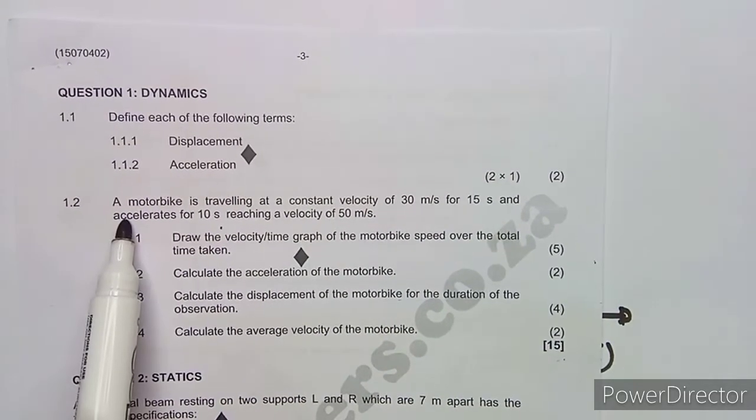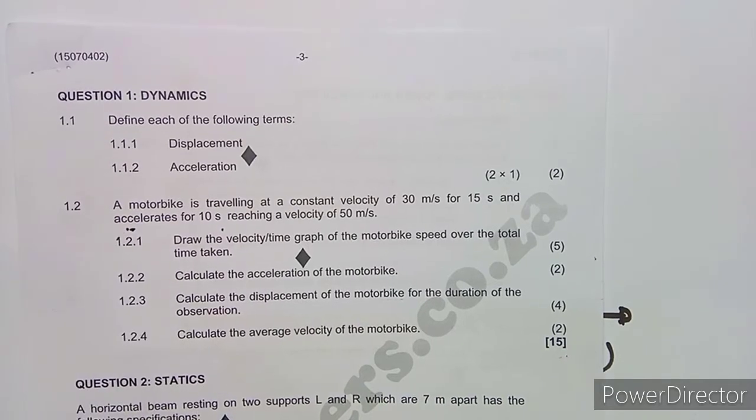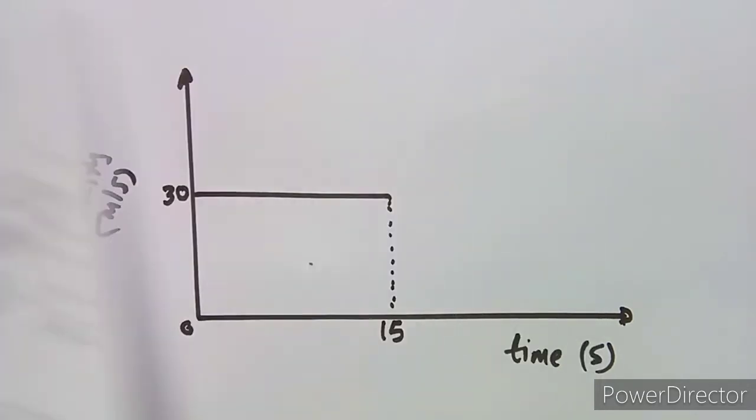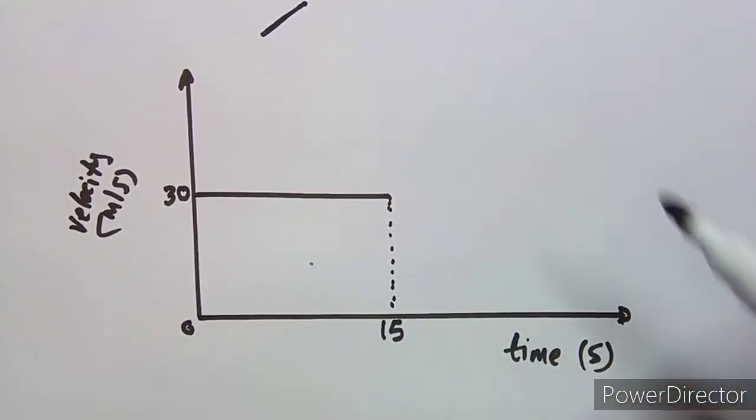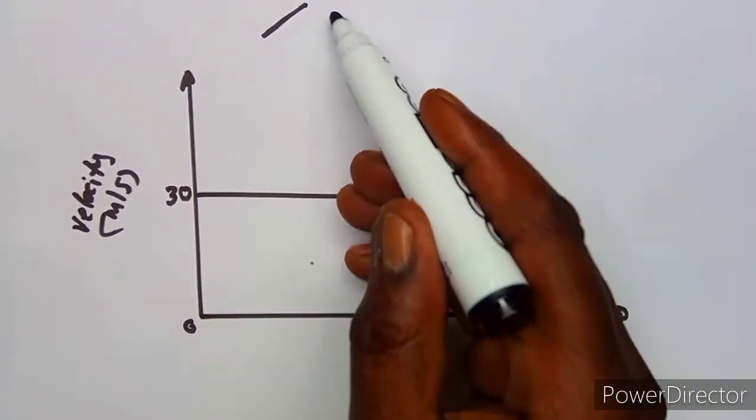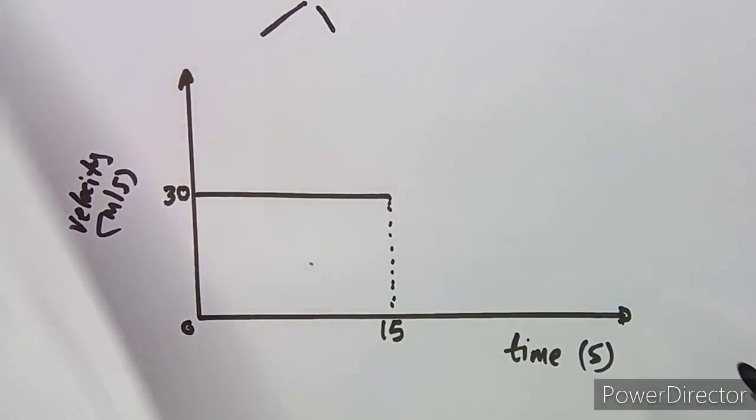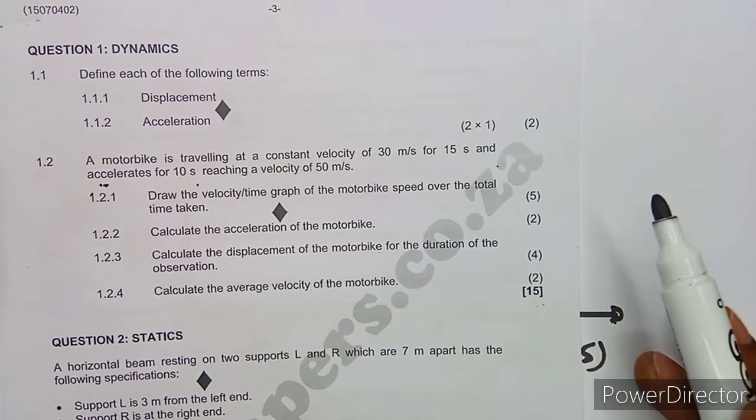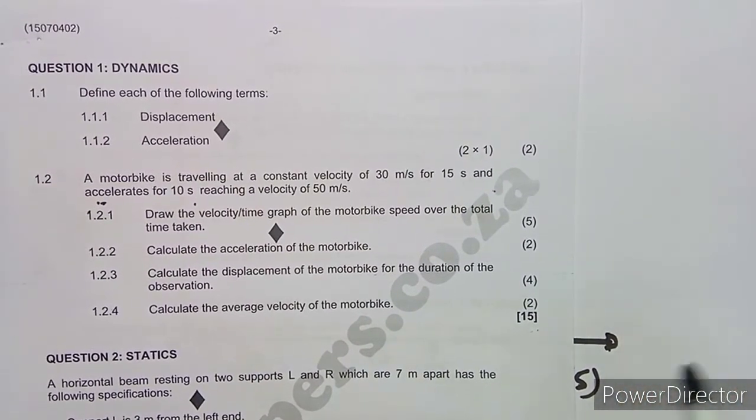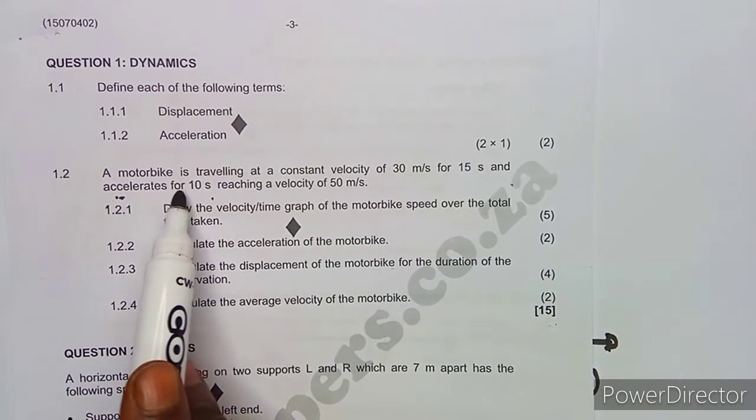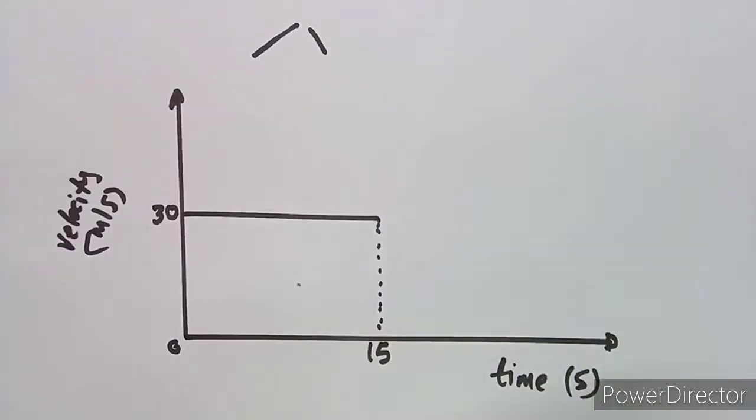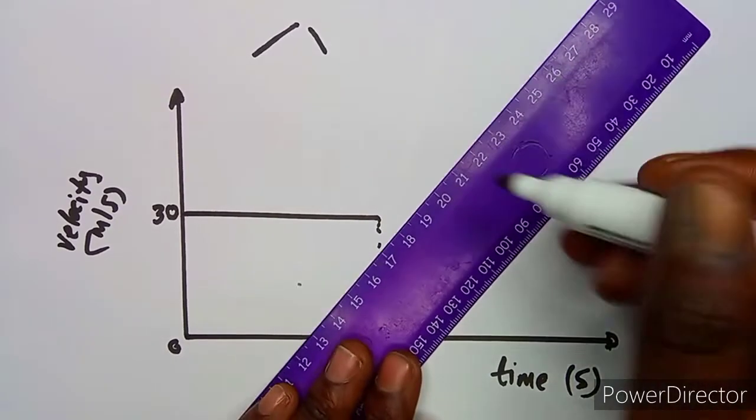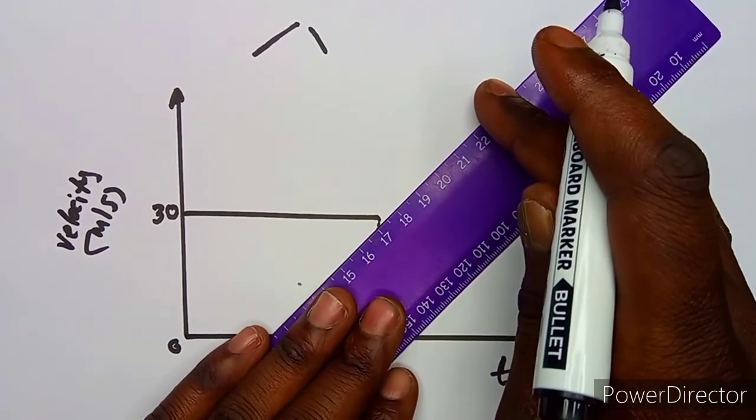And accelerates. Now there is an acceleration. Whenever there is an acceleration, we are not having a horizontal line, but now it's supposed to slope like this. Whenever there is deceleration, it is supposed to go downwards like this. Depending on whether it's positive or negative, positive is the first one. So it's going to accelerate for 10 seconds, reaching a velocity of 50. As you can see, the velocity has changed, so we are going to draw it like this because there's an acceleration here.